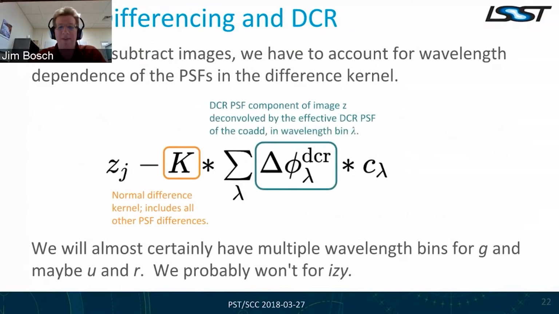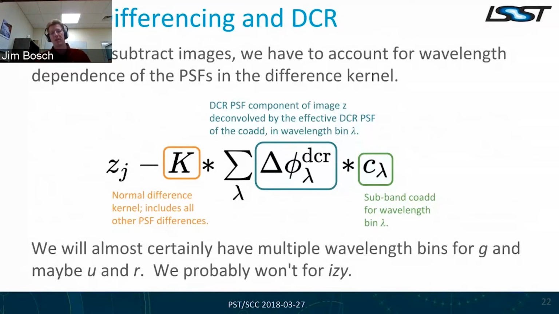But instead, we're going to have this sum over wavelength bins. So instead of having one coadd, we'll have subband coadds for different wavelength bins within a filter, within one bandpass. And for each of those, you can construct essentially a DCR difference kernel that maps the DCR that you effectively got on the coadd to the DCR that you see on the image, for that wavelength bin. And so this really involves some kind of deconvolution.